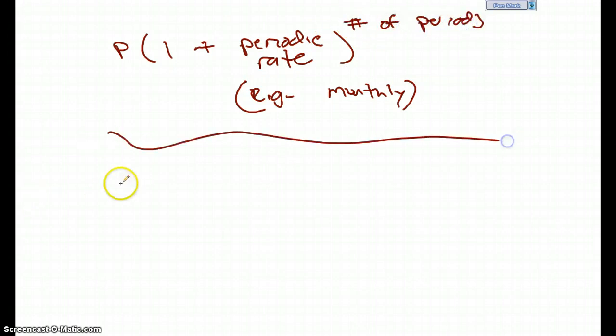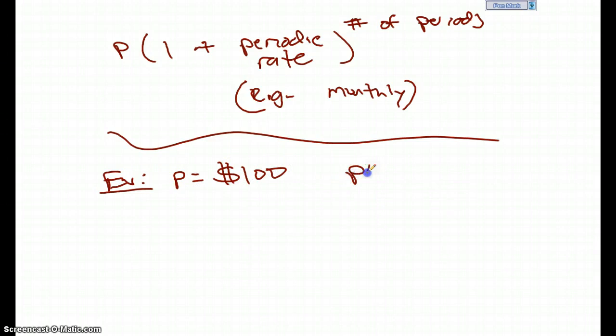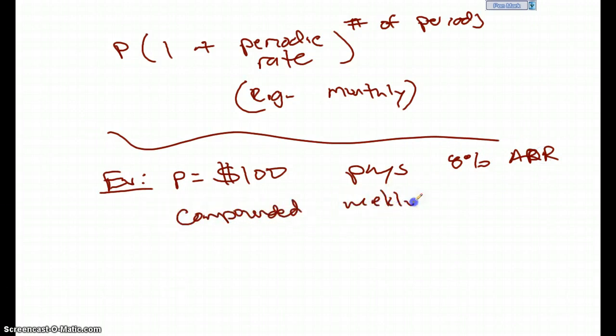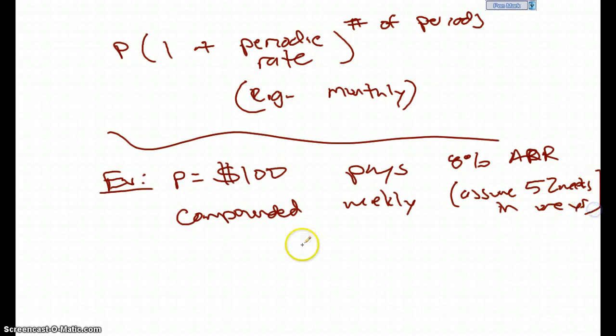So, as an example, say you put $100 into an account that pays 8% APR, but it's compounded weekly. Okay, well, we assume, for simplicity, 52 weeks in 1 year. So what's the bank going to pay us? In this case, since they're paying us weekly, what are they going to pay us each week?